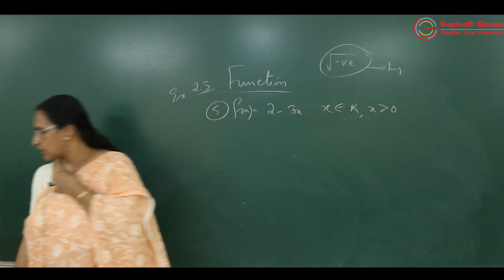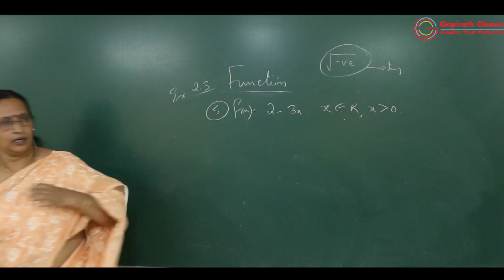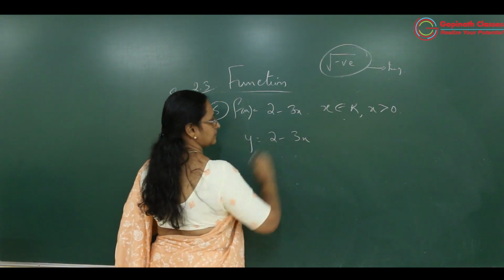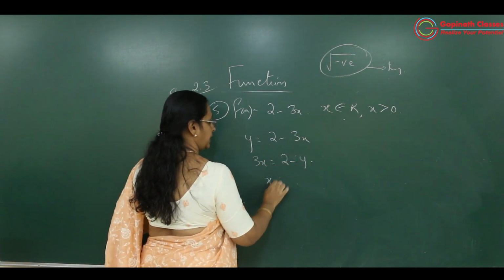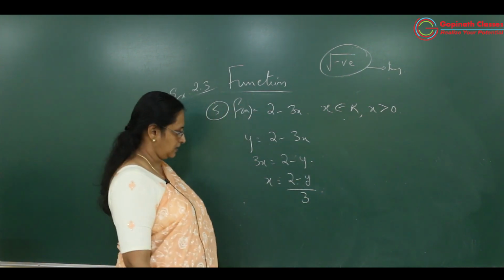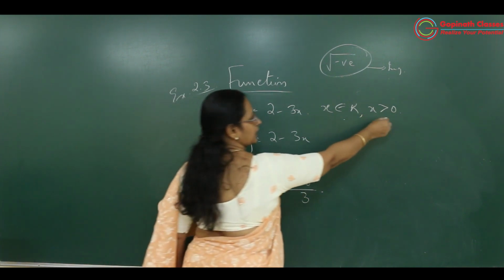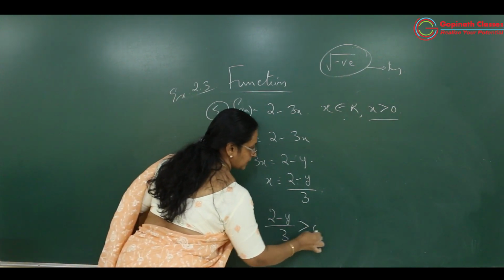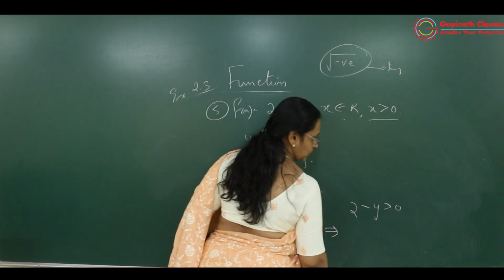That is positive real numbers only. Now we have to find out the range only. The range means you only have to find y. So y is equal to 2 minus 3x. I took 3x to this side, 3x is equal to 2 minus y, x is equal to (2 minus y) by 3. Okay, so you know x has to be greater than 0. So what does it mean? (2 minus y) upon 3 has to be greater than 0. What does that mean? 2 minus y is greater than 0. So what does it mean?